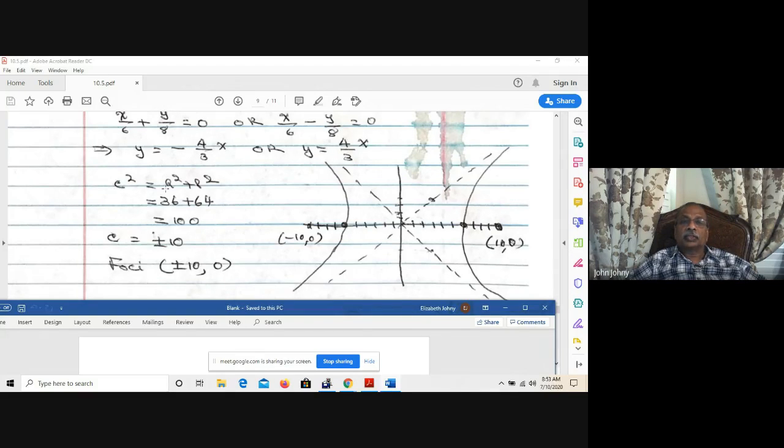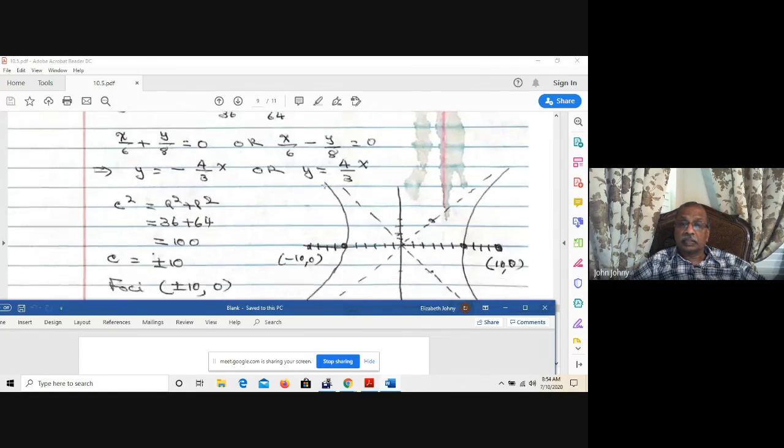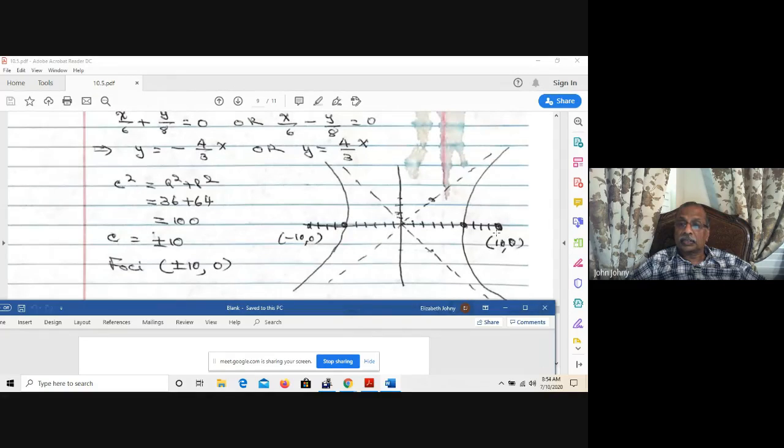Now you are trying to find the foci. For c square is equal to a square plus b square, that is 36 plus 64, which is 100. So c is equal to plus or minus 10. So the foci are negative 10, 0 and positive 10, 0. And vertices, we have already found the vertices, negative 6, this is negative 6, and this is positive 6. And then draw the curve in such a way that the two lines are asymptotes to the curve.